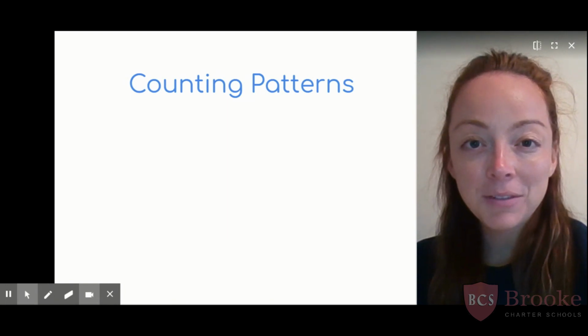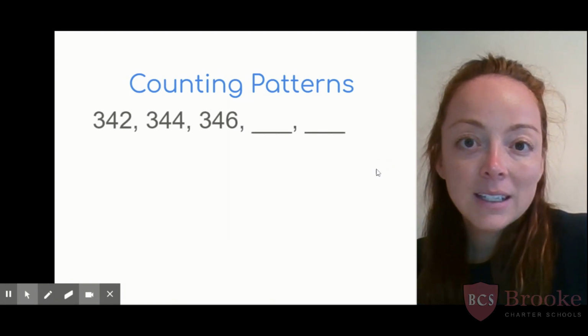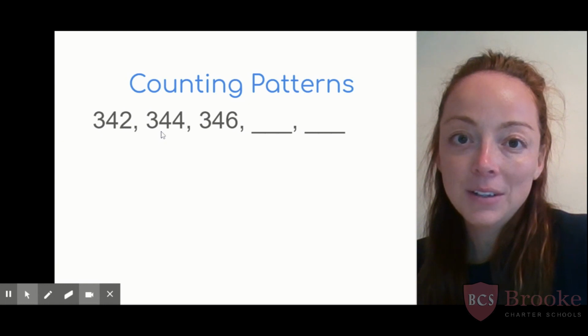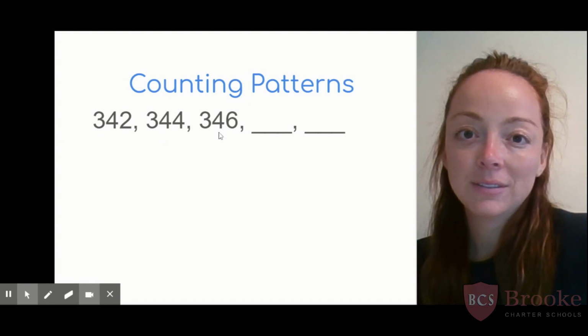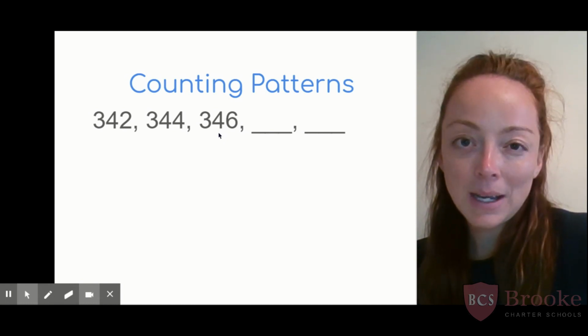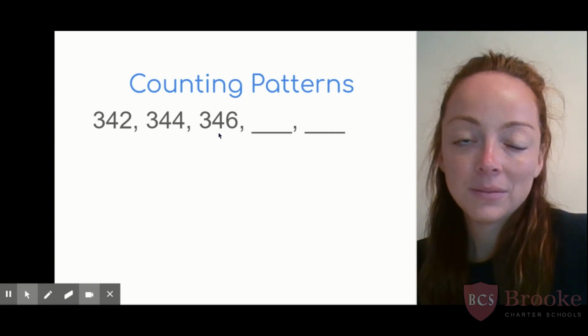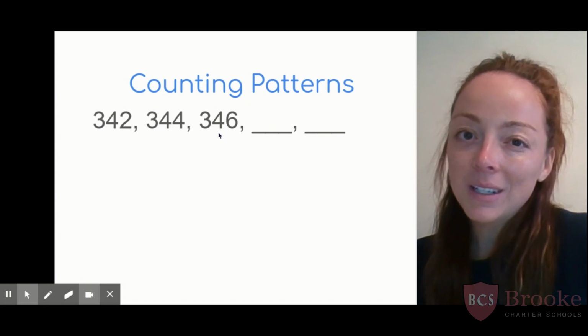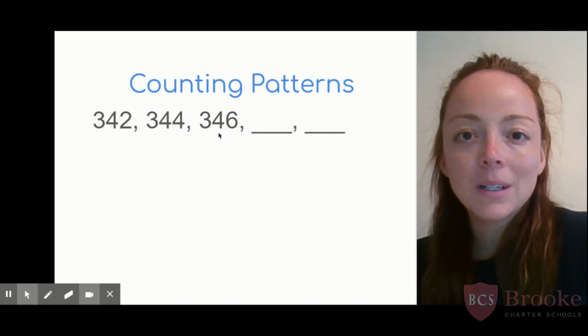All right, friends, here comes our first counting pattern. Let's read this together. This number says 342. Next number, 344. Next number, 346. So write those down. And then start thinking about, what is my pattern counting by? Or what is it making jumps of?